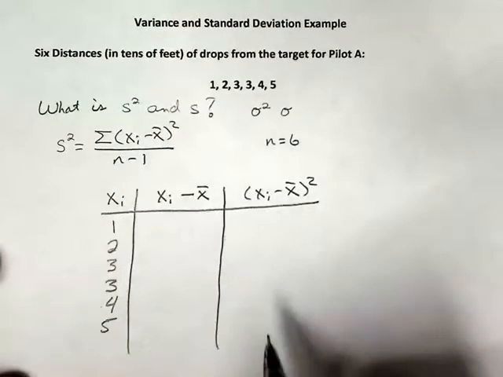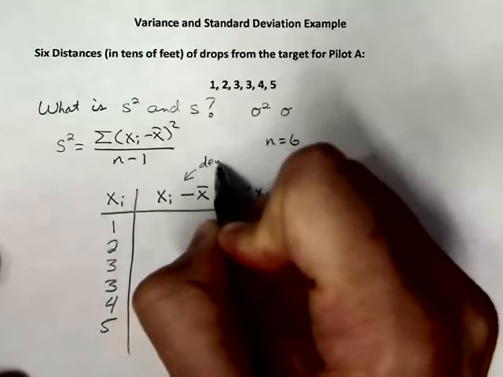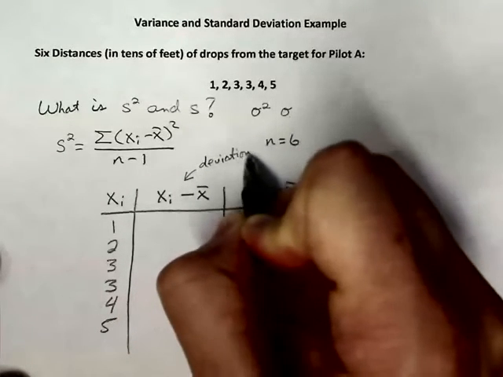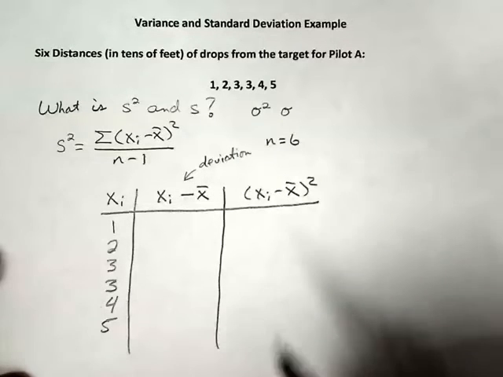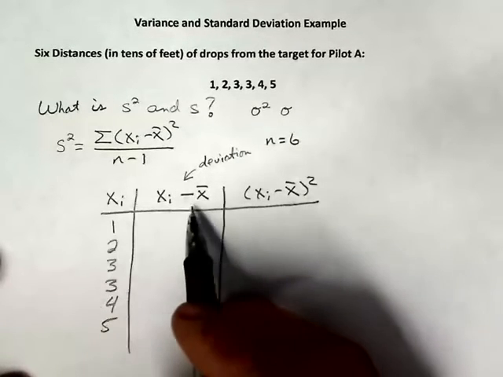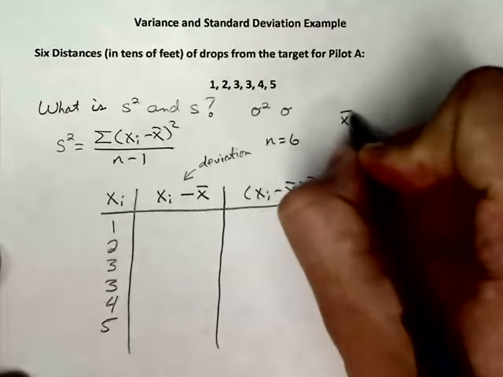Again, this quantity right here, xi minus x bar, is a deviation, and I want to compute the deviation for each of these observations. The deviation tells me how far an observation is from the sample mean. Well, what's the sample mean here? We haven't computed that yet.